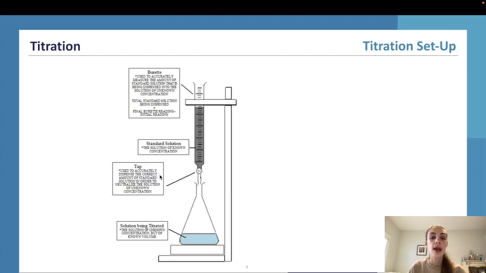So we want to make sure that we open the tap and we close it as soon as the end point, or the change in color, is identified, so that the end point is as close to the equivalence point as possible, and hence we can get the most accurate results possible.